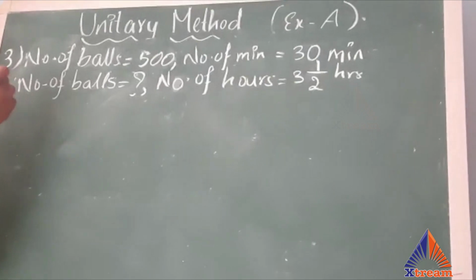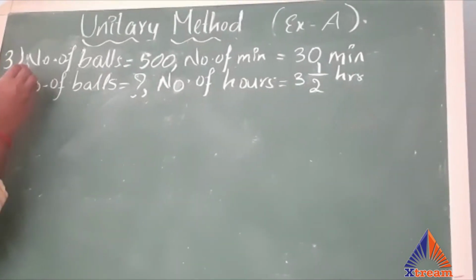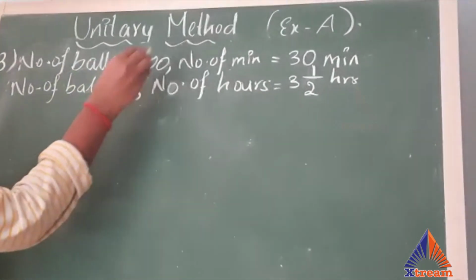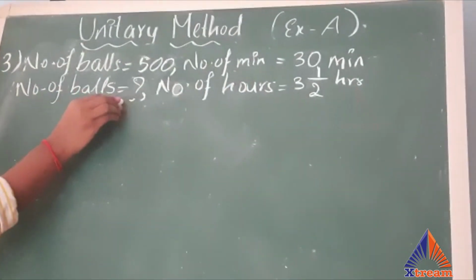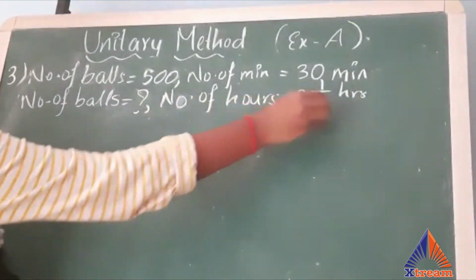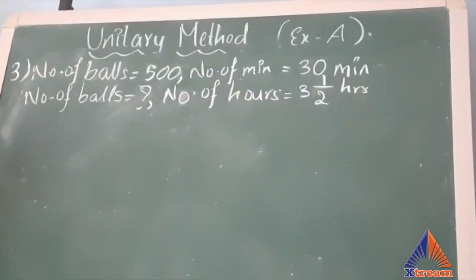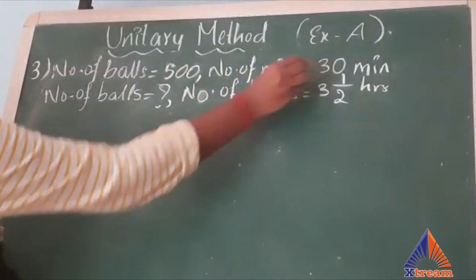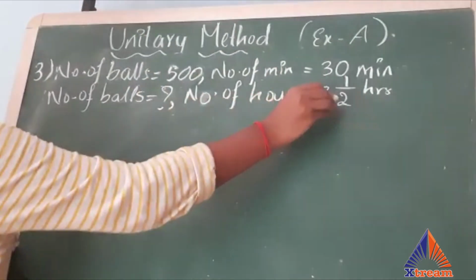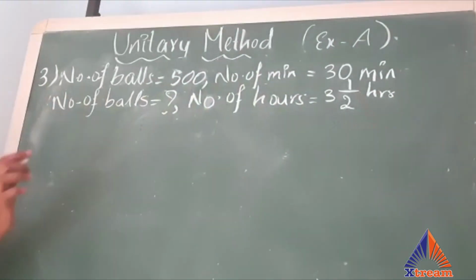So here the next question is the number of balls are 500 and number of minutes is 30 minutes, and here the number of balls are question mark and number of hours are 3.5 hours. So the question is like, a machine can make 500 balls in 30 minutes. In 3.5 hours, how many balls can be made?